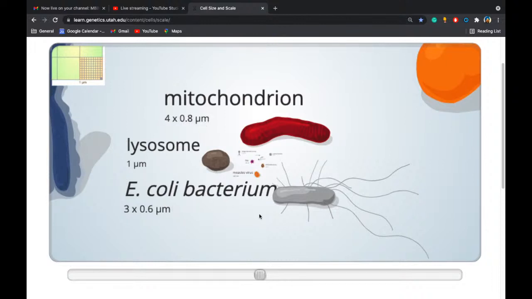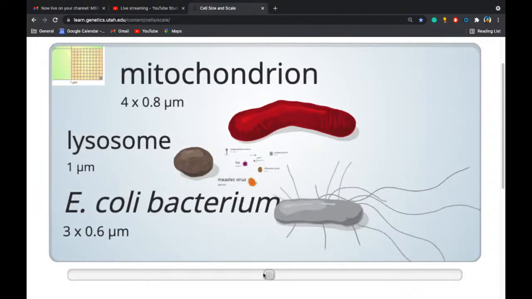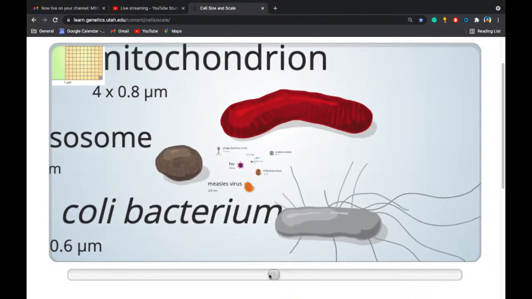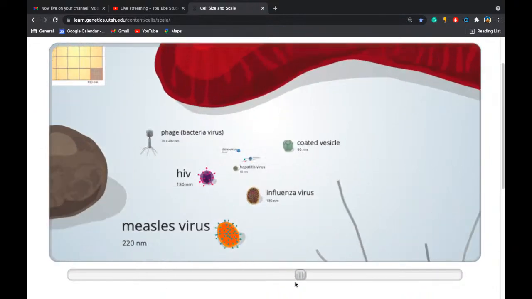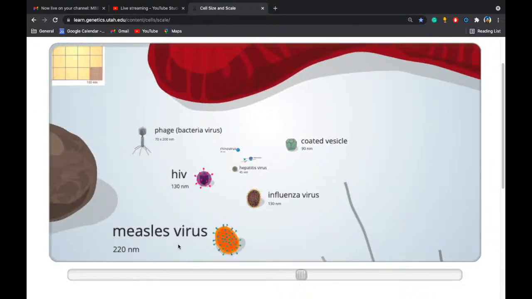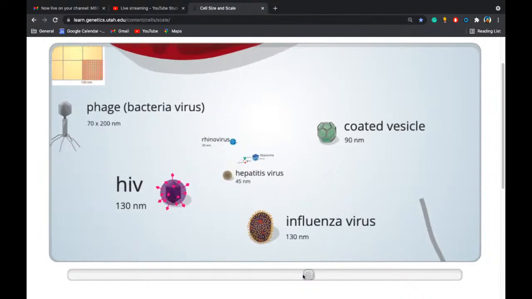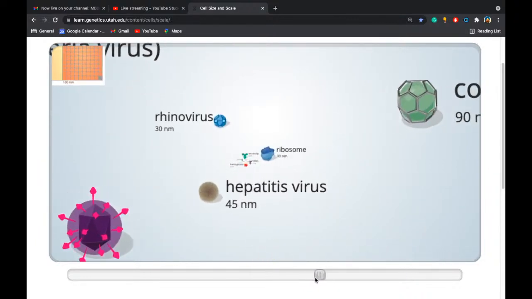E. coli bacterium. So these are all bacteria, protozoans, prokaryotes. They are all in the micrometer size. Afterwards come your viruses, which are of nanometer size. The COVID virus that we are seeing at the moment is of the size of 220 nanometer, influenza virus 130 nanometer, HIV around 130, phage 70 by 200, and so on.